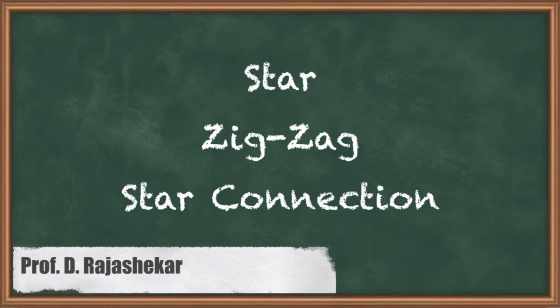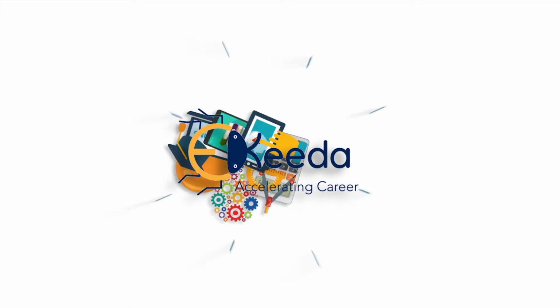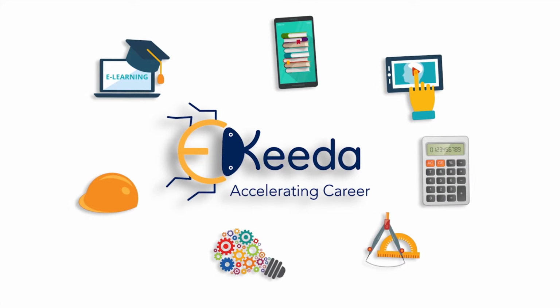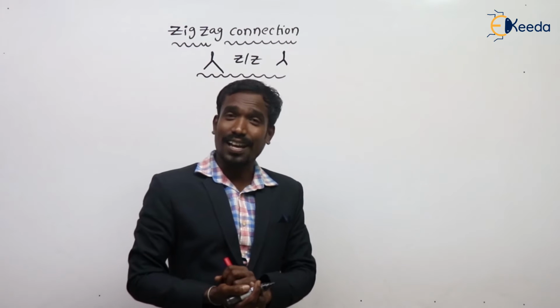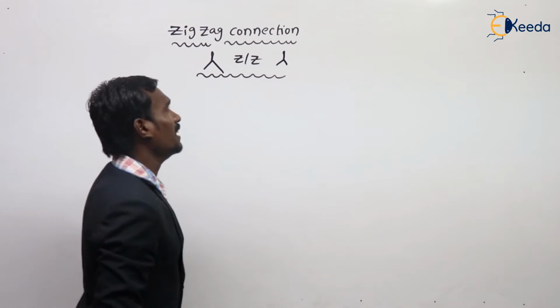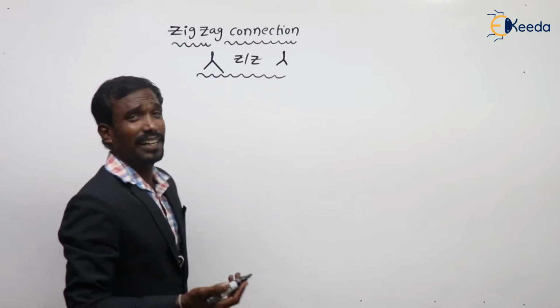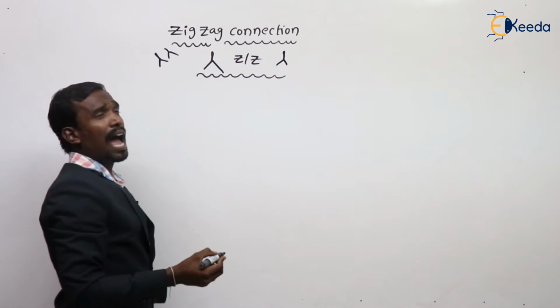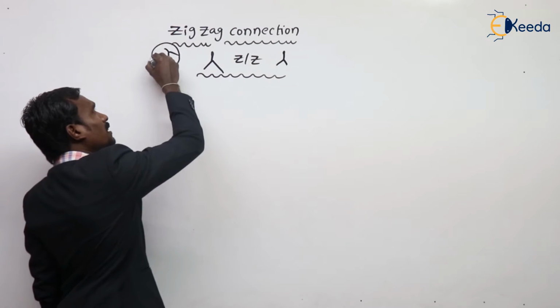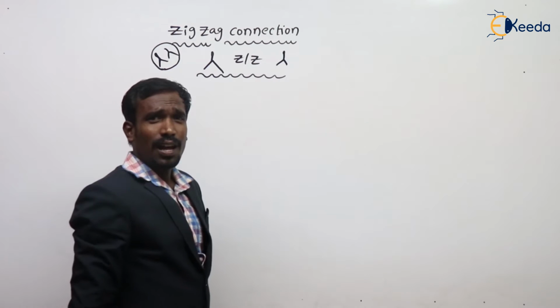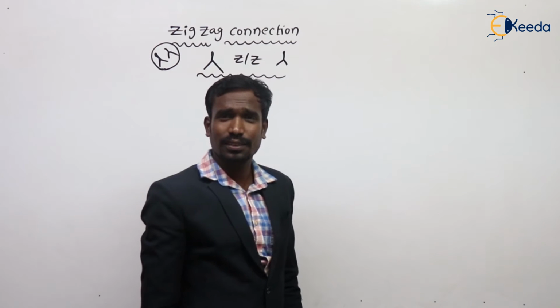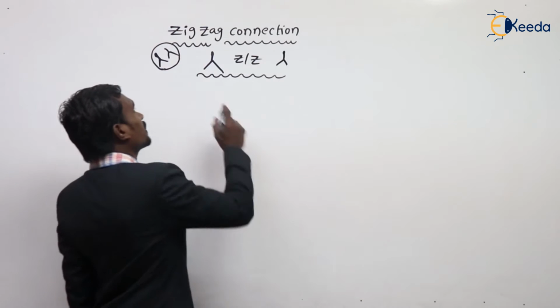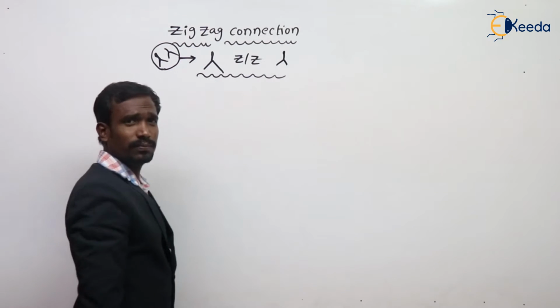Today in this video, we are going to discuss the last connection, Star Zig-Zag Star. Generally, as we discussed earlier, in star the floating neutral is there and the EMF is not sinusoidal, and there is no closed path for third harmonics. That's why this is modified as Star Zig-Zag Star.